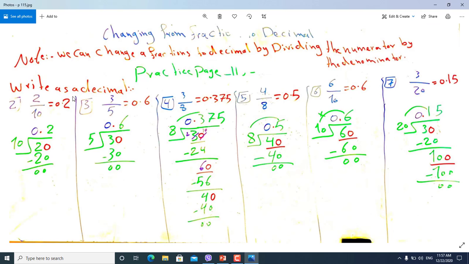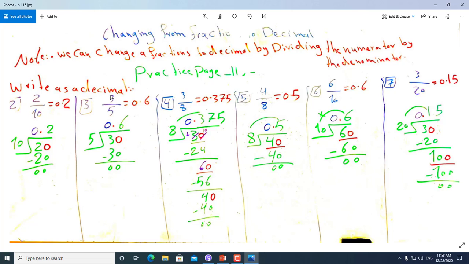But before we start, remember that we can change a fraction to a decimal by dividing the numerator by the denominator. So from there we have 2 over 10. We'll divide 2 by 10. 2 divided by 10 is 0 because it's less than 10. After that we'll put a point there and a 0 there. It will be 20. 20 divided by 10 is 2. 2 times 10 is 20. We'll subtract, we get 0.